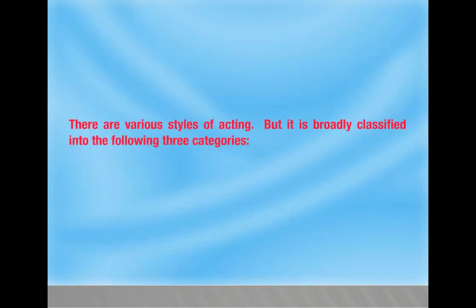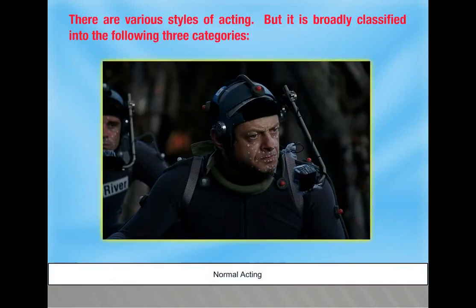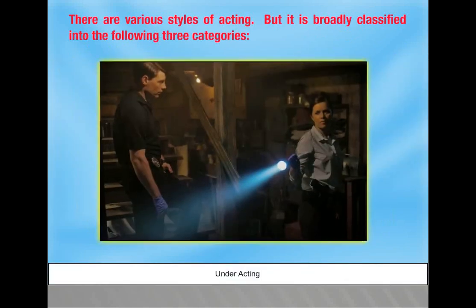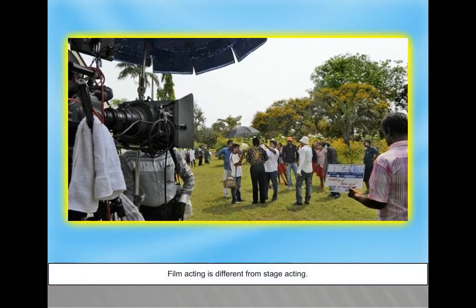There are various styles of acting, but it is broadly classified into the following three categories: overacting, normal acting, underacting. Film acting is different from stage acting.